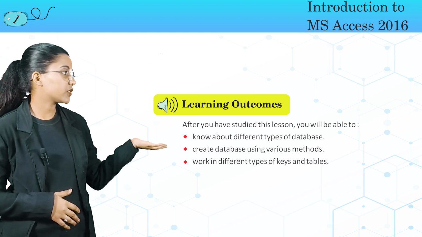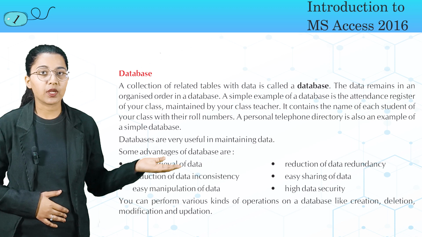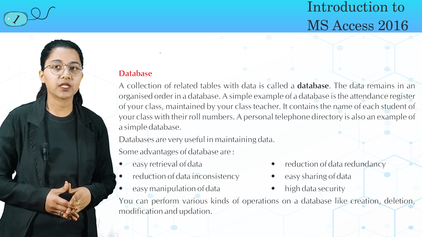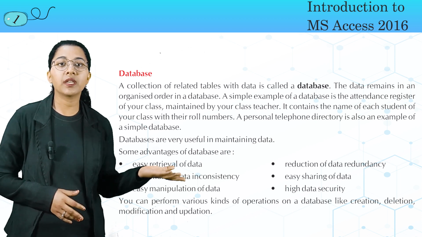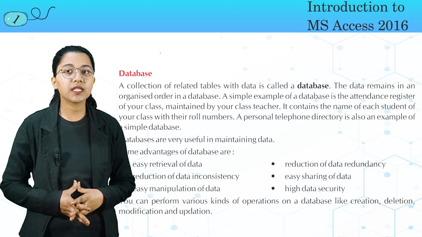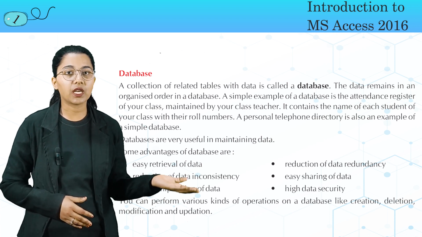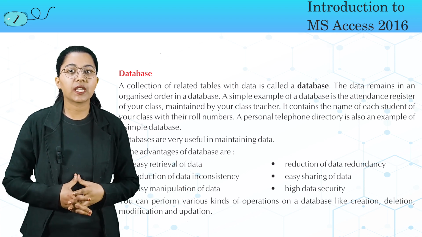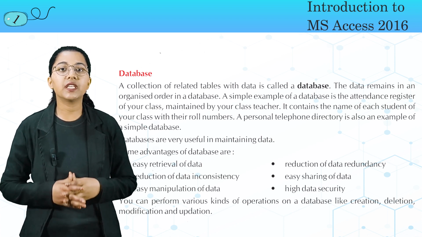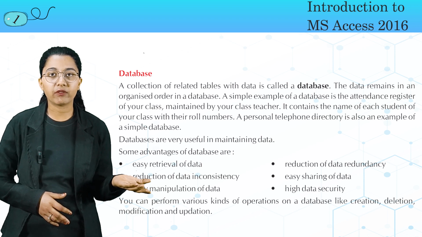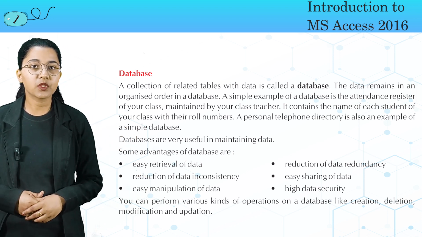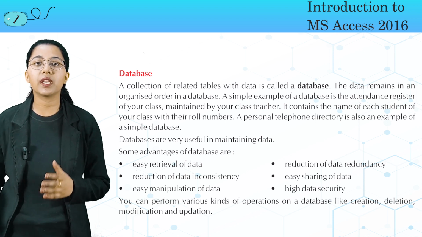So let's start our first topic, that is database. A collection of related table with data is called database. The data remains in an organized order in a database. A simple example of a database is the attendance register of your class maintained by your class teacher. It contains the name of each student of your class with their roll number. A personal telephone directory is also an example of a simple database. So databases are very useful in maintaining data.